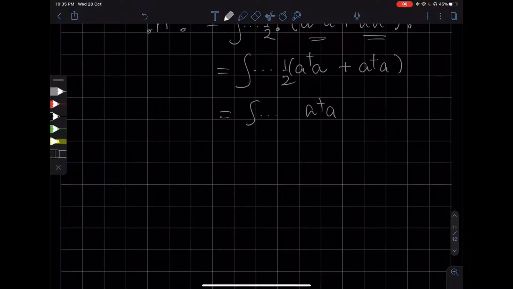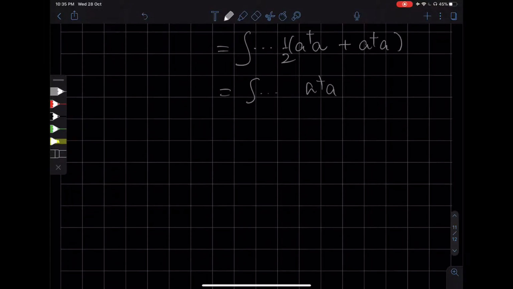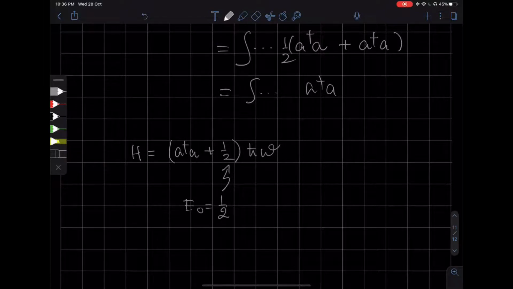When we discussed the simple harmonic oscillator and wrote down its Hamiltonian, we had the A dagger A term, the number operator term, plus half, and then this was multiplied by h bar omega. Now we said that this is the vacuum energy. So the vacuum energy, the lowest energy of the harmonic oscillator, was half times h bar omega.